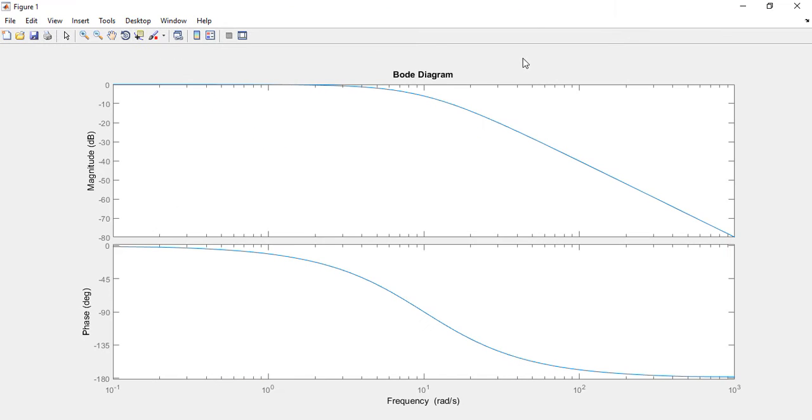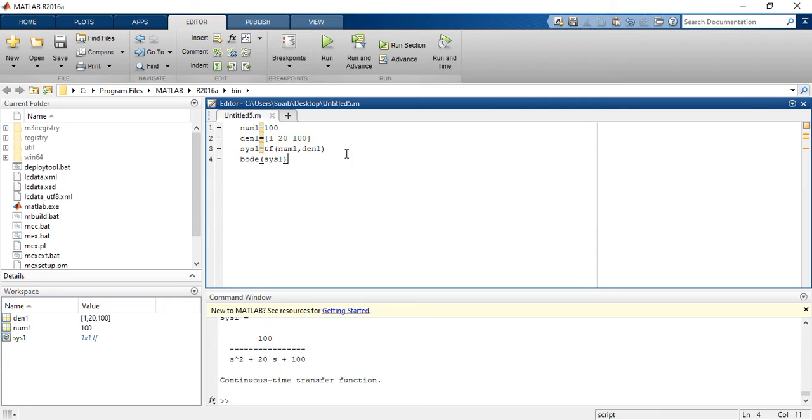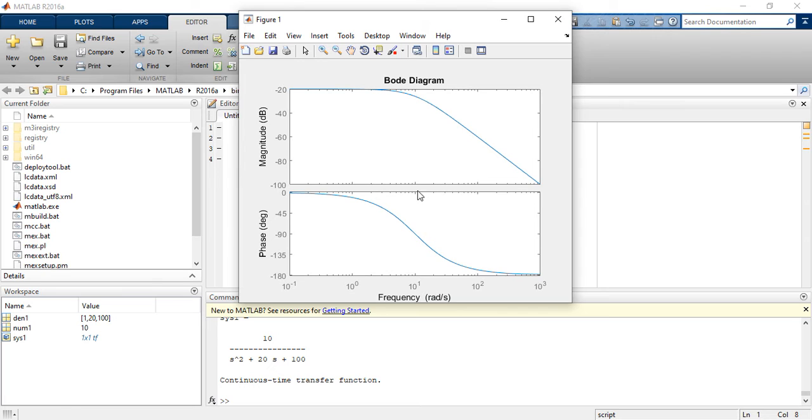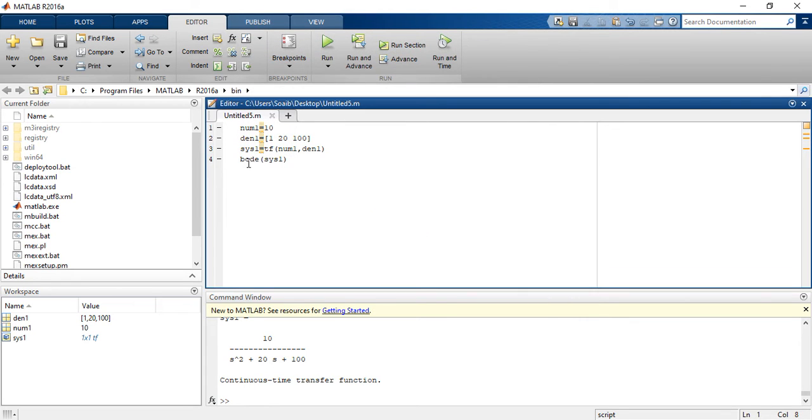So you will be getting the Bode plot. As you can see, there is a magnitude plot and this is a phase angle plot. You have the frequency in terms of radians per second, and your magnitude plot is given over here. For any particular system, let us say 10 divided by this, I can draw the Bode plot of it, and it will have this kind of configuration. So this is your Bode plot. The simple command is bode and the system.